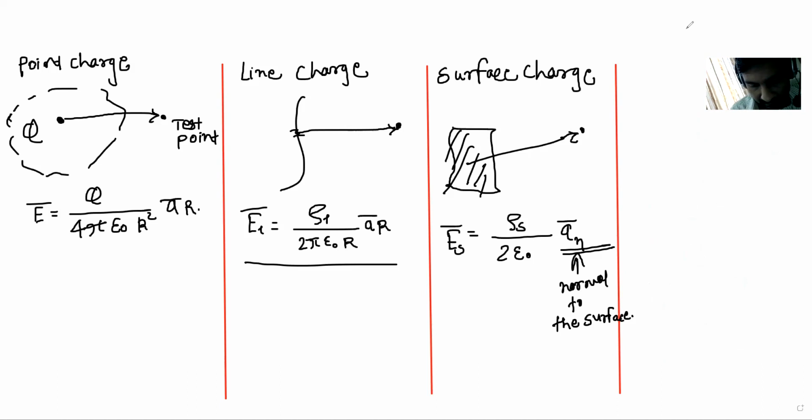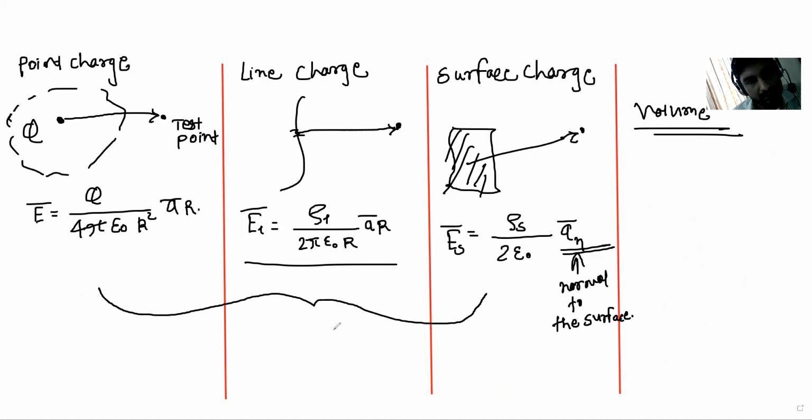Right, so then we have volume charge. As I said, we will go for volume charge today, but before that, we will solve one example based on those three concepts. Is it fine? Before we go for volume charge? Okay, then let's move ahead. So I have one example here, right?